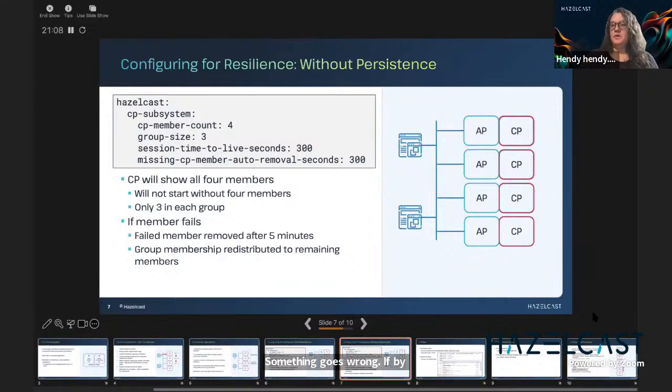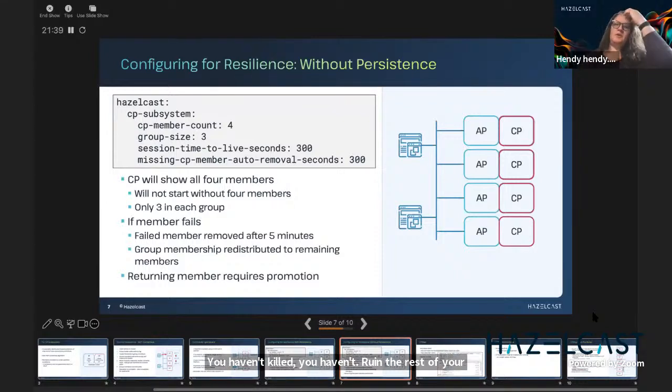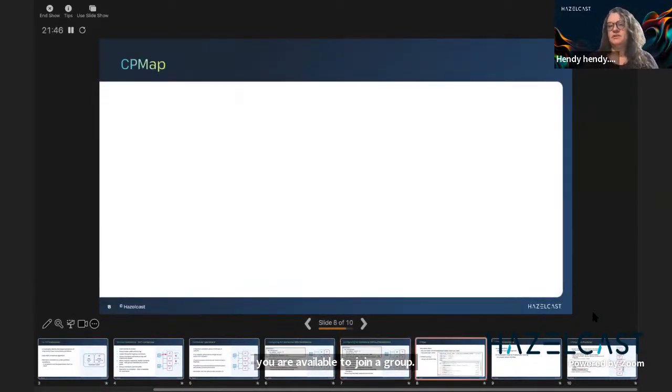If, by the way, in this situation, cluster member 3 comes back online, you will still have to manually tell number 3, you are now available to join a group. You will still have to do manual intervention, but you haven't lost your complete group complement. You haven't ruined the rest of your resiliency with that. So returning member requires promotion, and promotion is the term we use for saying you are available to join a group. We'll be using Management Center to do all of these operations.